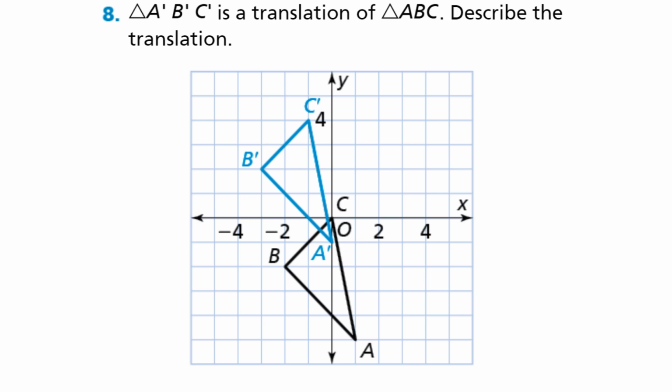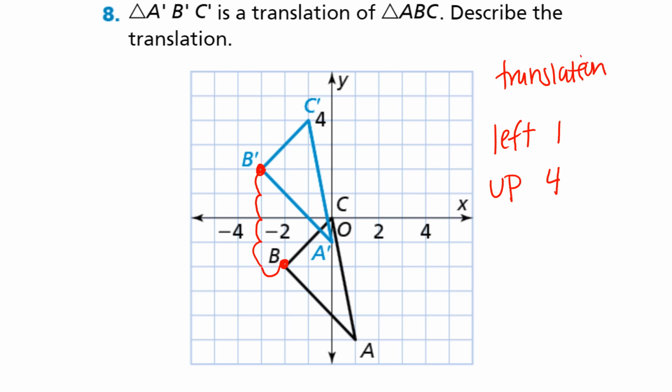For number 8, we have triangle A prime, B prime, and C prime is a translation of triangle ABC. Describe the translation. So you can choose any of your points. I'm going to choose the point B over here. I can tell that going from the original point B to the new point B prime, I had to go left 1. And then we went up 1, 2, 3, 4. And so it's a translation of going left 1 and up 4.